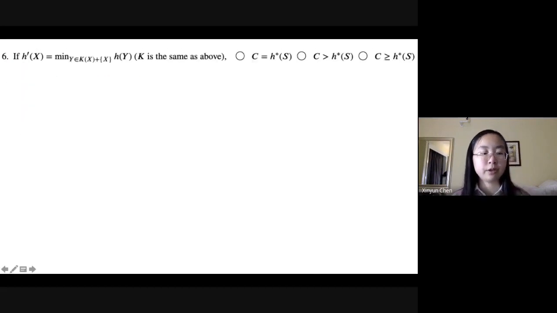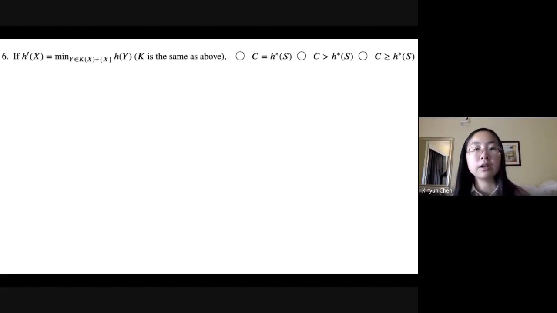Now, before we go to conditions 4 and 5, let's talk about condition 6 first. Here, H-prime takes the minimum of the H values among the node X itself and its neighbor nodes, meaning all the connecting nodes, so that their optimal heuristic values are smaller than the current node X.